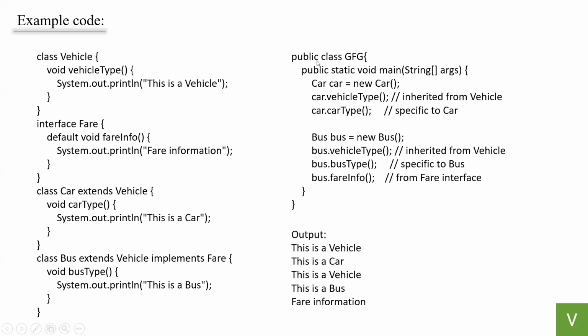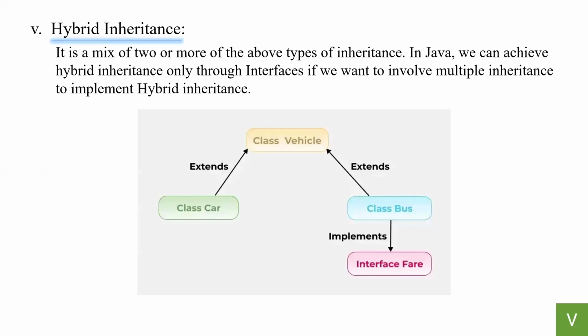As we know, the execution starts from the main function. In the main function, we created an object called car, and car dot vehicle type and car type are the methods. Similarly, we created another object called bus. By using bus, we'll access different types. So the final output will be: this is a vehicle, this is a car, this is a vehicle, this is a bus, fare information. So this is the concept of hybrid inheritance.